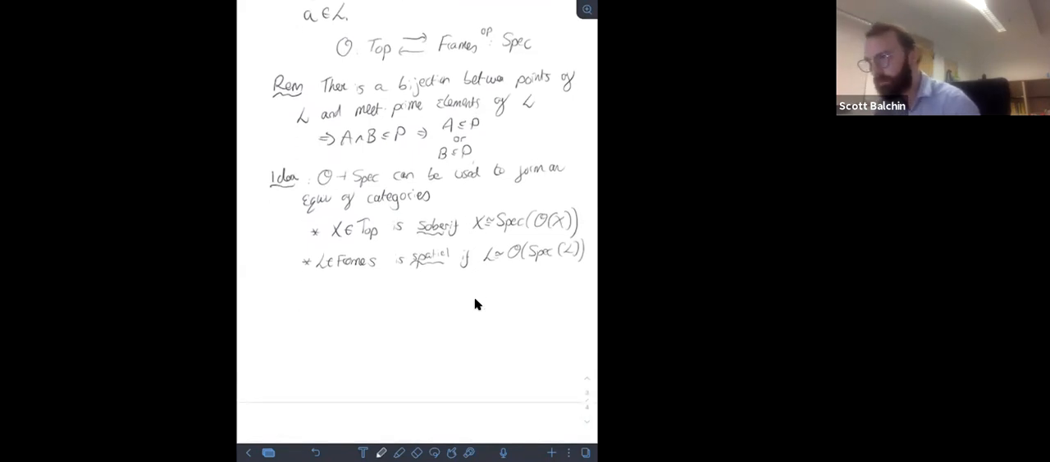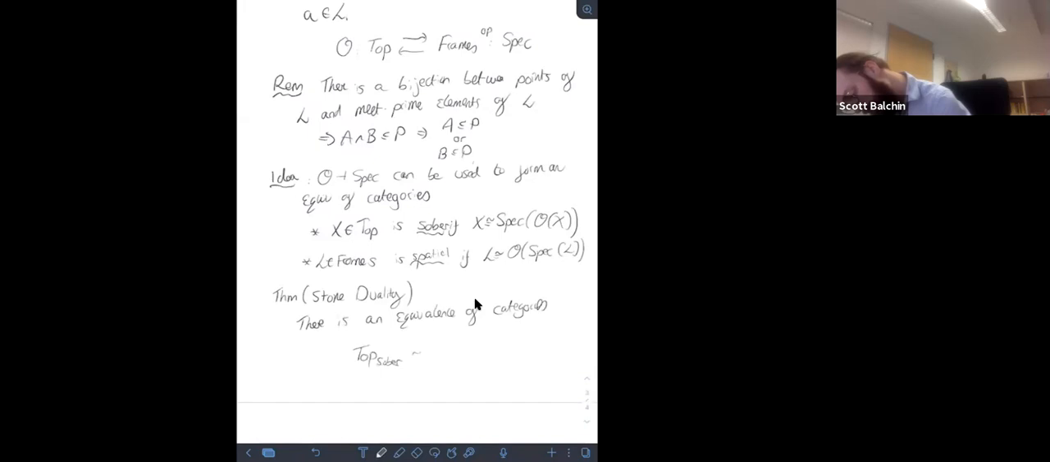Okay, and so here's the theorem, which usually goes by the name of Stone duality. There's an equivalence of categories from sober spaces to spatial frames.